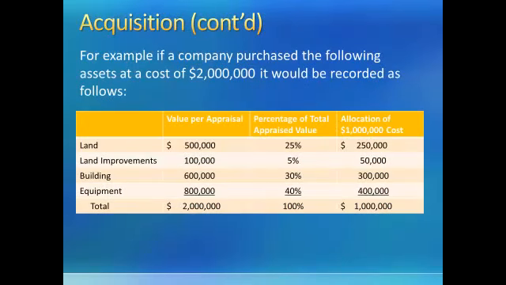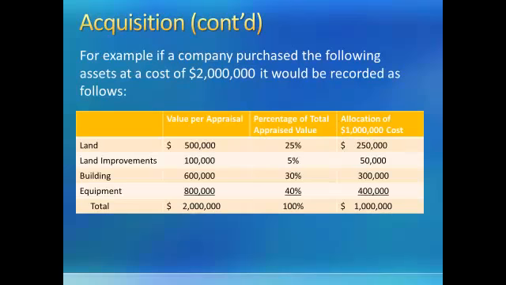So we have a total purchase of $2 million in fair value per an appraisal. The land is $500,000 fair value, the land improvements $100,000, the building $600,000, and the equipment that we're purchasing $800,000. So the land represents 25% of the total fair value of the asset based on the appraisal. The land improvements represent 5%, the building 30%, and the equipment 40%.